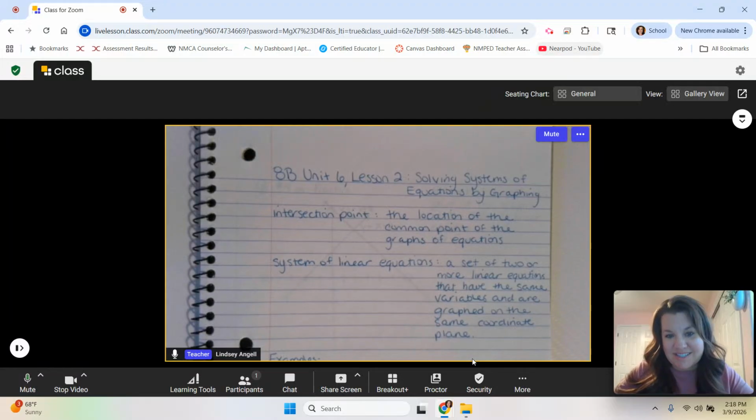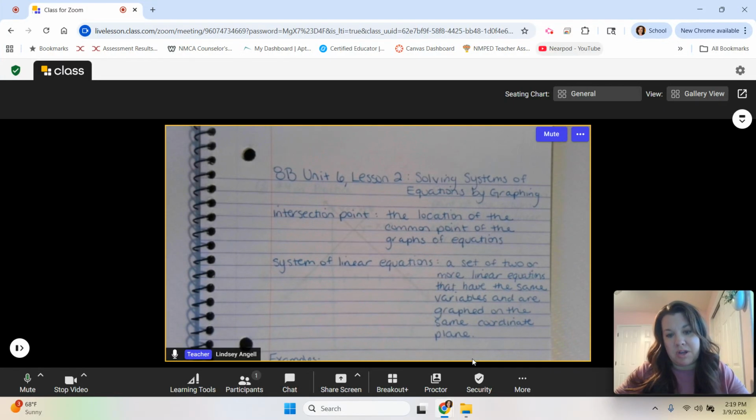But yeah, so Unit 6 is all about systems of equations. And Lesson 2 is called Solving Systems of Equations by Graphing. So we're going to be looking at multiple ways to solve systems of equations throughout this unit. And this one is nice because it's visual, so it's a little easier to see. So we're going to be using something called intersection point, which is the location of the common point of the graphs of equations, which really means where do they cross. That's what that's referring to.